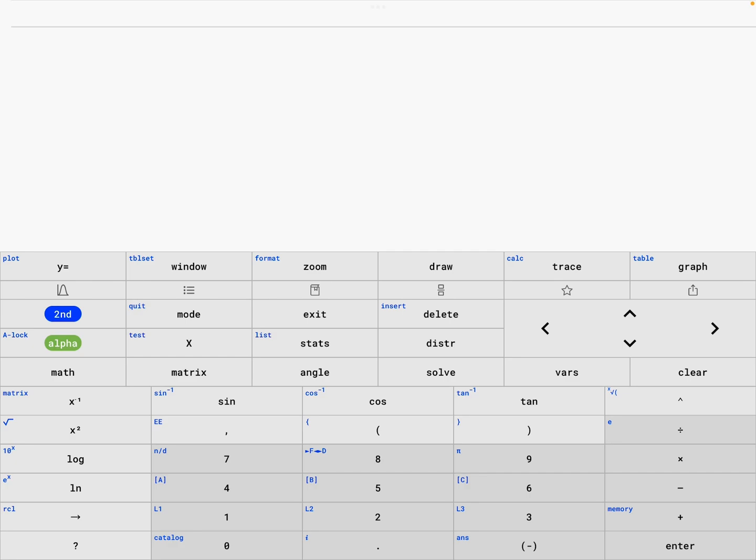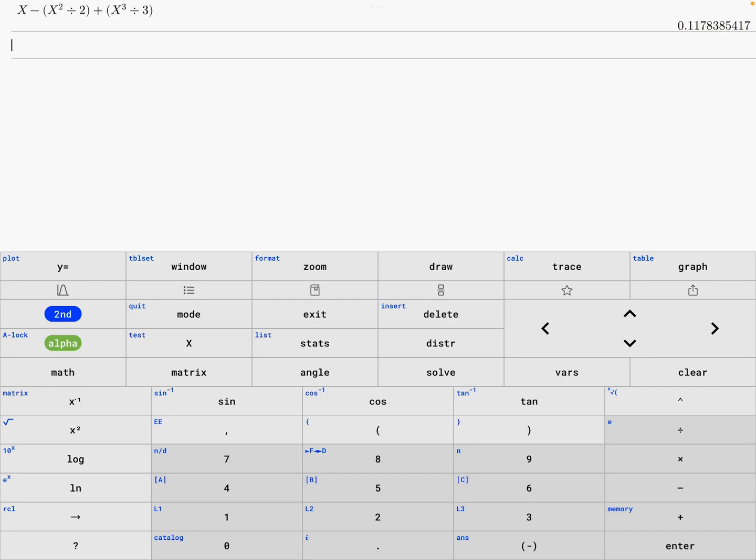So I'll do 0.125 store as x. Okay, and then let's go ahead and punch this in. So I'm going to have x, and then minus x squared, and I'm going to divide that by 2, right? Yeah, divide by 2. And then we're going to have plus x raised to the third, and we're going to divide that by 3. And there we go. So that right there is our approximation.